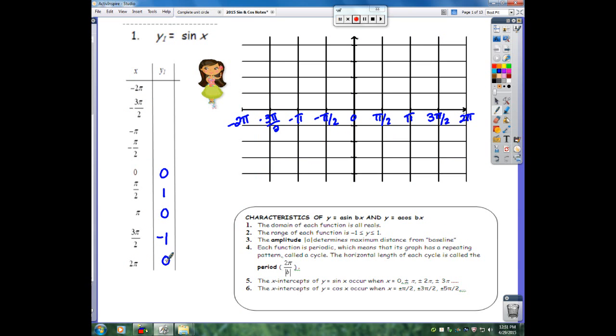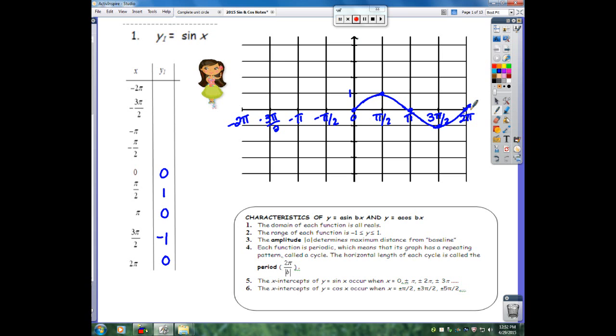Alright, so let's graph those points. At 0, we're at 0. At pi over 2, we're up at 1. At pi, we're back down at 0. At 3 pi over 2, we're down at negative 1. And at 2 pi, we're at 0. So this is going to be half of our graph. Here's our pattern. This is one full period. We'll talk about what a period is in a moment. Of course, our graph keeps going if we extended our x-axis further.